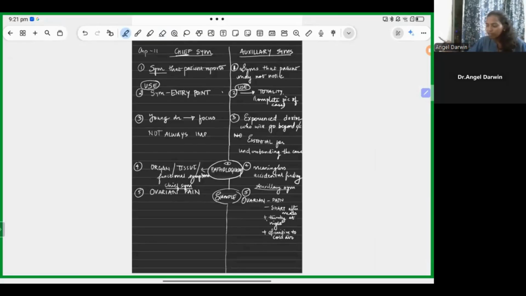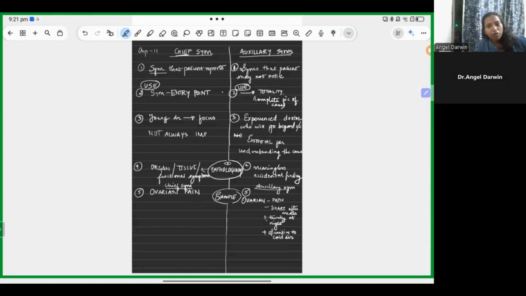Is it always important? Is only pain in the ovary always important? No. It's not always important. Ovarian pain will give a hint that they have some issue related to an organ or a tissue. Now, on the other hand, when a patient says, I have sharp pain after meals, it would seem very meaningless pathologically.